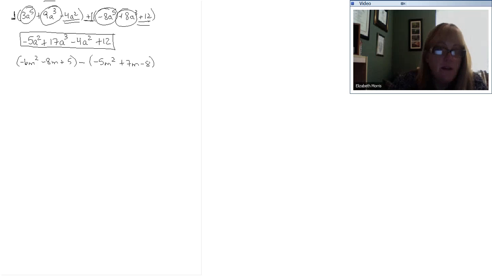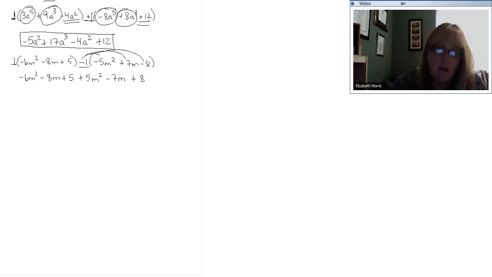Is there anything out here that I need to distribute to change the value? No. But is there anything here that I need to distribute? Yes. And negative 1 will change the value. So this does not change. Negative 1 times negative 5 is positive 5m squared. Negative 1 times 7 is negative 7m. And negative 1 times negative 8 is 8.